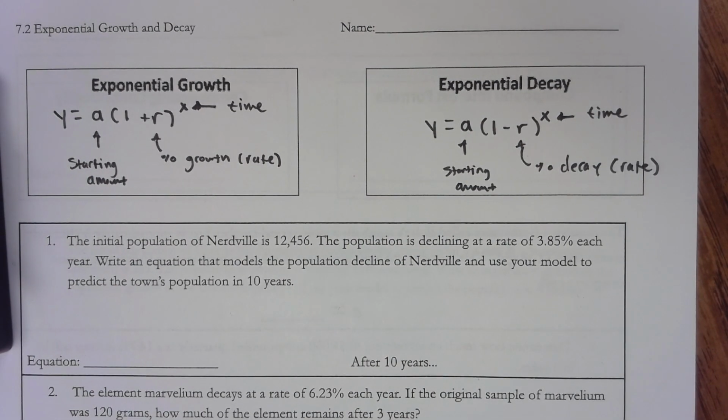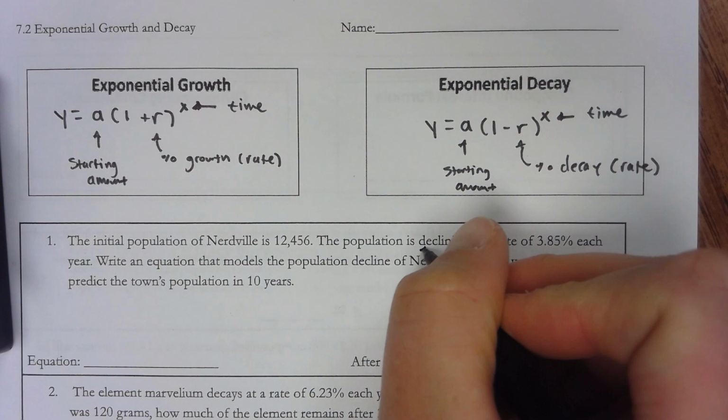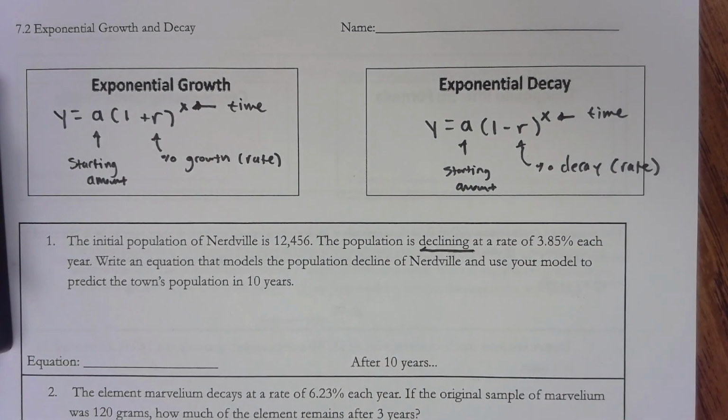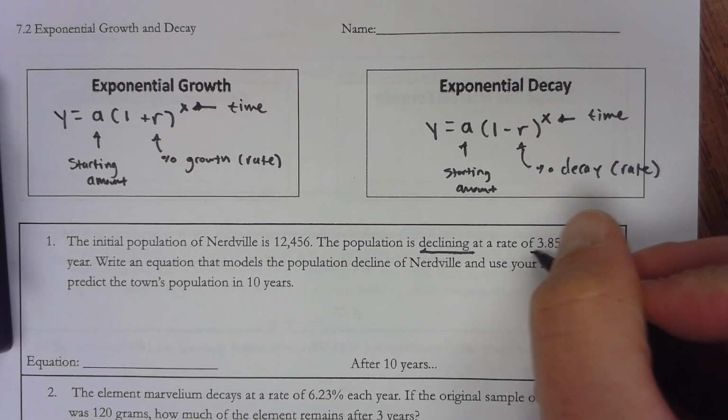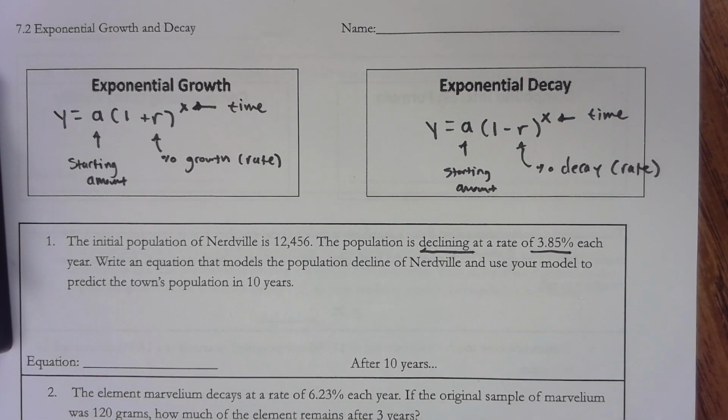It says the initial population of Nerdville is 12,456. The population is declining. There's that keyword telling us which equation we're going to use. So this is exponential decay. So we're going to subtract our percent from 1, and I'm going to talk about why that 1 is there in just a second. And it's at a rate of 3.85%, and this happens each year.